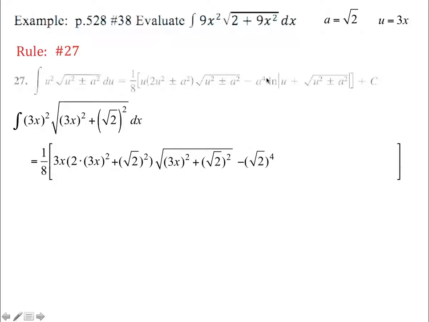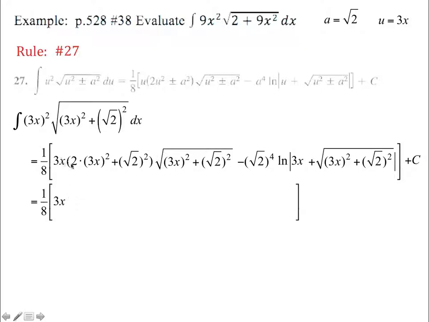And I have a to the 4th, which is root 2 to the 4th, natural log. And then inside the natural log, I have 3x plus that radical again of 3x squared plus root 2 squared, plus c. So that's the antiderivative for problem 27, and then we can come back and clean this up.